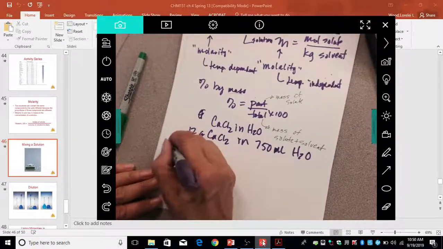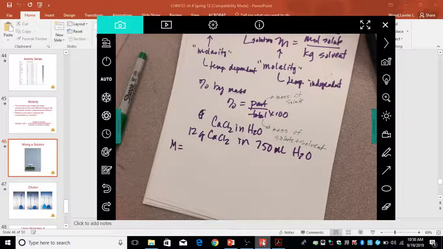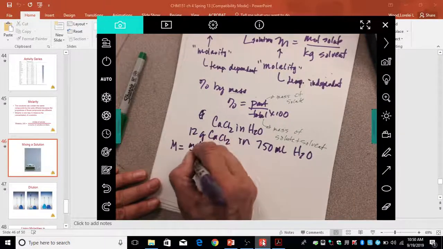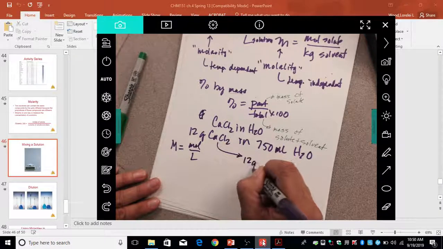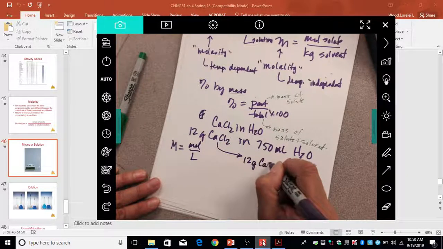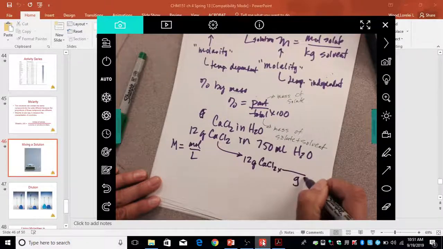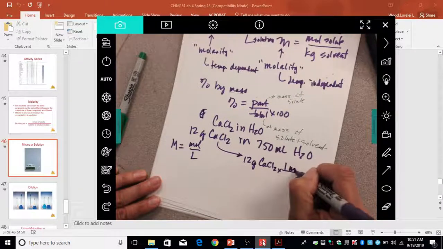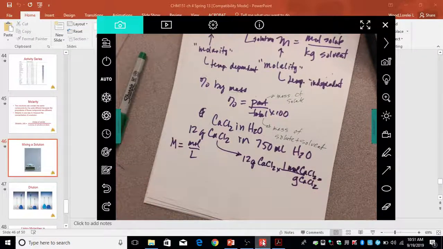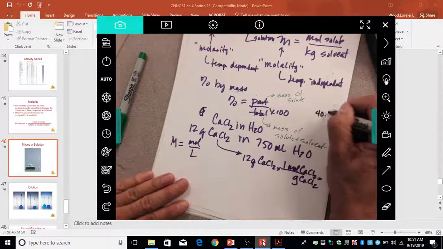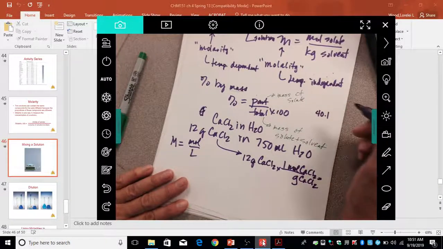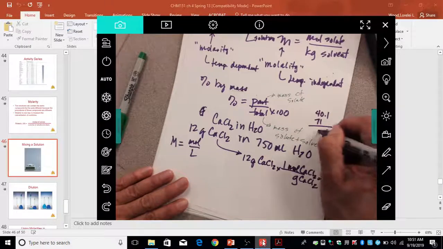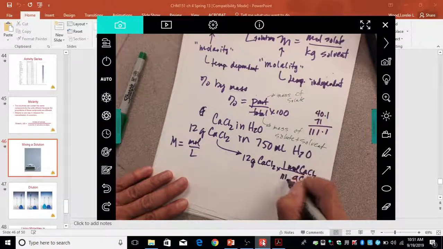Well, first let's calculate the molarity of our solution. What would the molarity be if I got 12 grams of the junk in 750 mL of solution? What has to be first? Okay, so I have to convert grams to moles, so 12 grams of the calcium chloride. I have to go from grams of calcium chloride to moles of calcium chloride. And let's see, calcium weighs 40.1, and chlorine is 35.5 each, so that's 71 for the chlorine. 111.1, that's an interesting number.